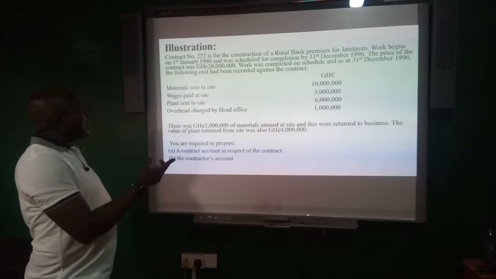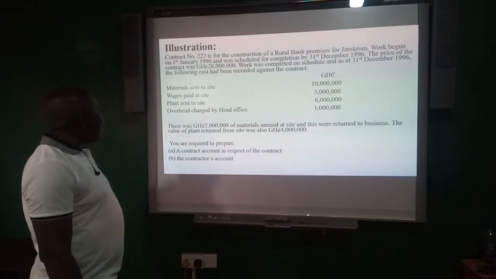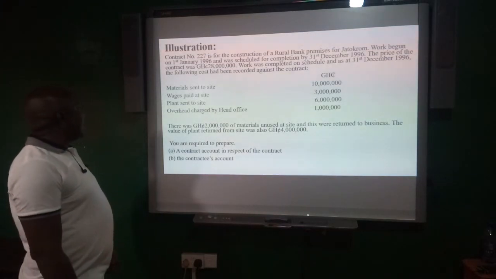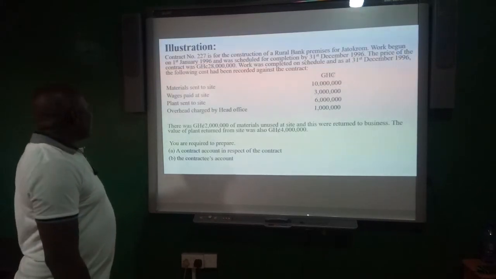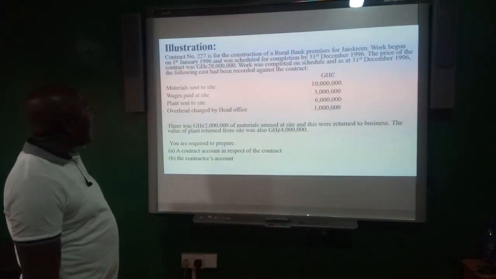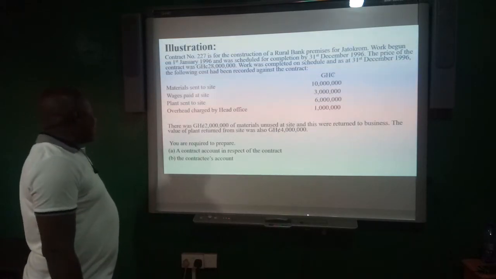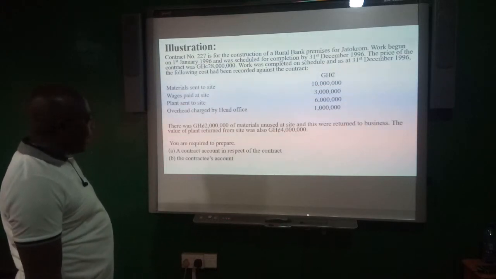Material sent to site, 10 million Ghana cedis. Wages paid, 3 million. Plant sent to site, 6 million. Overhead charged by head office, 1 million. There was 2 million of materials unused, and this was returned to the business. The value of plant returned from site was also 4 million.